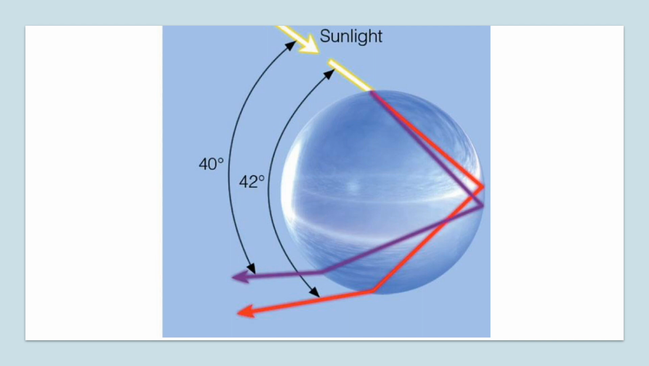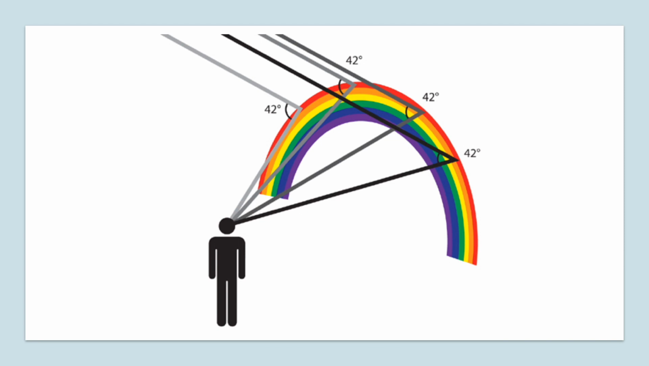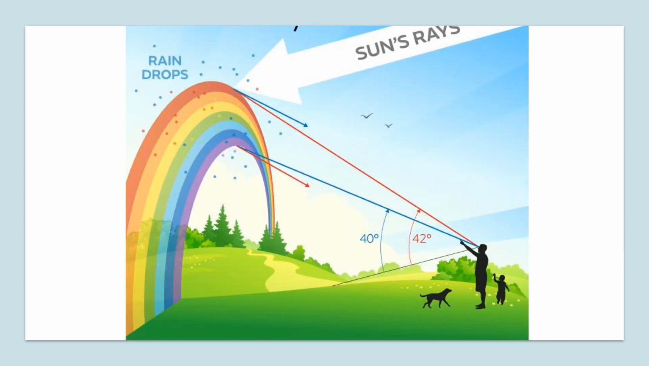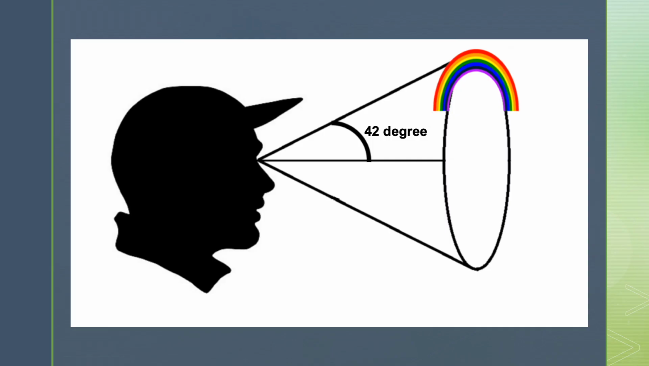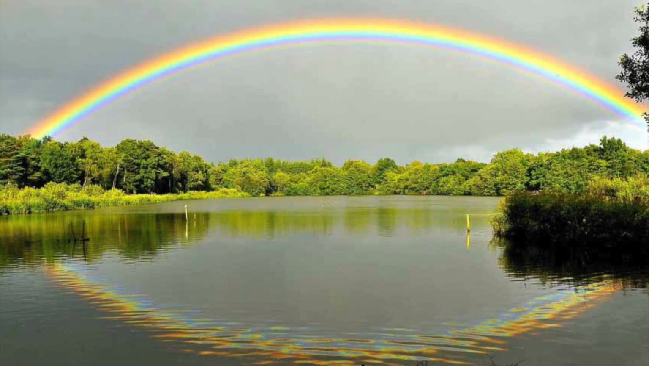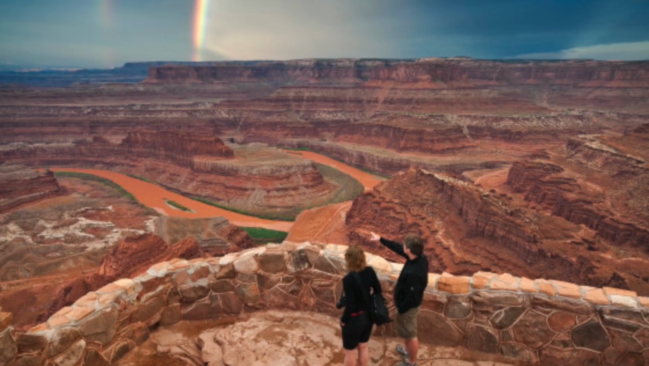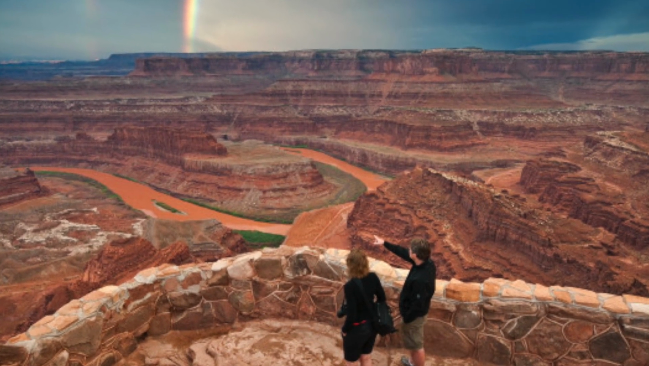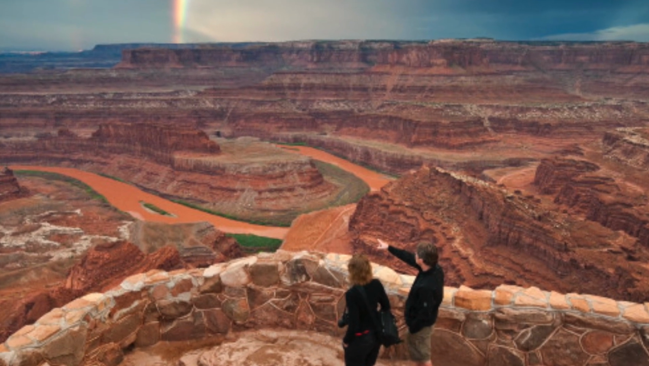That is 42 degrees. If we draw lines from our eye to the rainbow at an angle of 42 degrees, then they start to look like a circular arc in the sky. So reflection gives it the shape of a rainbow, and refraction gives the colors of the rainbow. So this is the reason why rainbows are curved. What makes rainbows so special is that no two people see the exact same rainbow.